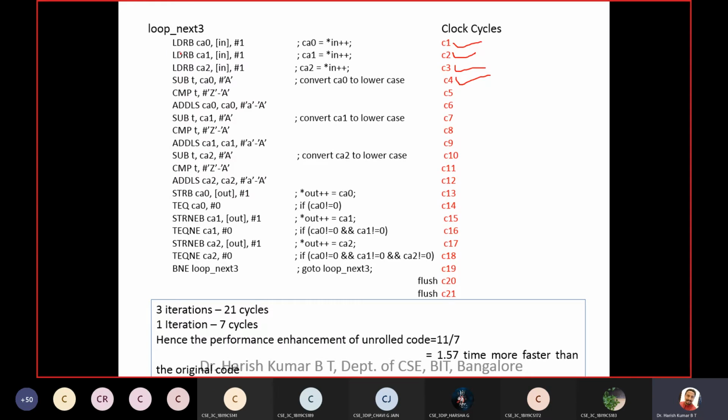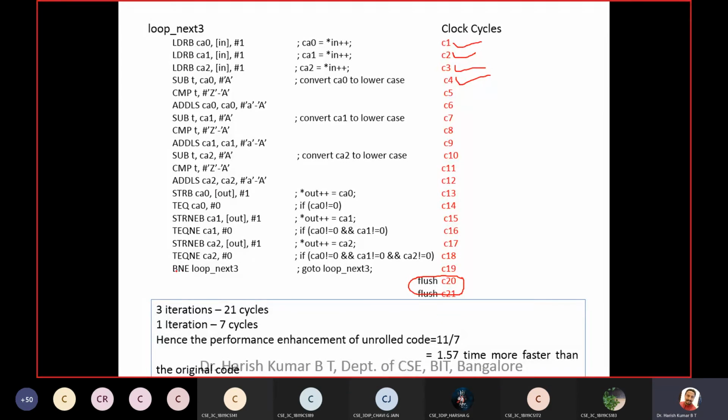So if I don't schedule them here, if I write the subtract instruction here, then there has to be a stall of 2 cycles. Now, without wasting those 2 cycles, I have scheduled the execution of some useful and independent instructions. You can see LDRB CA1. This is not dependent on this, and again this is also not dependent on this. That means they can be scheduled here. And now we have only 2 flush cycles here.